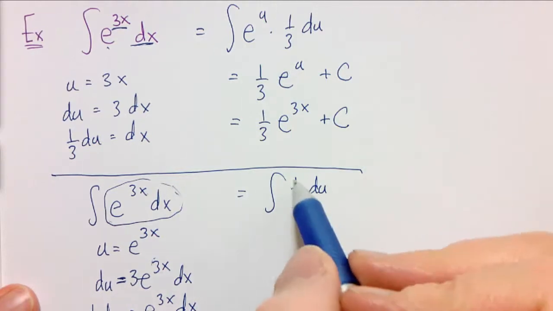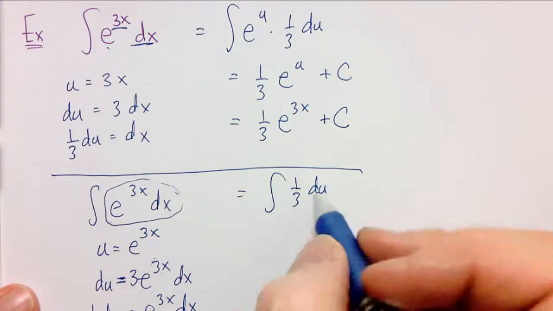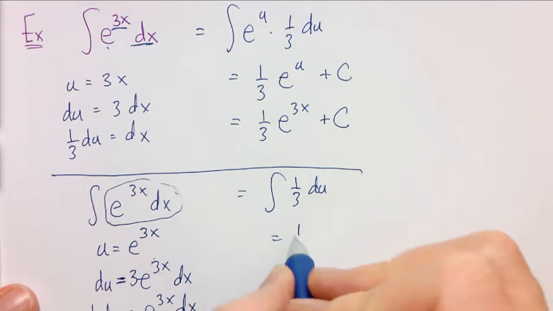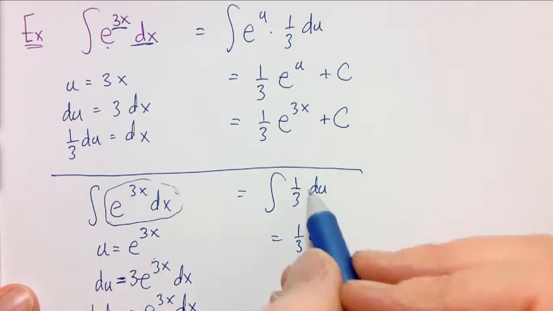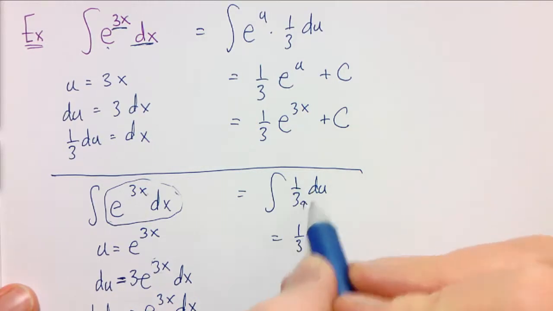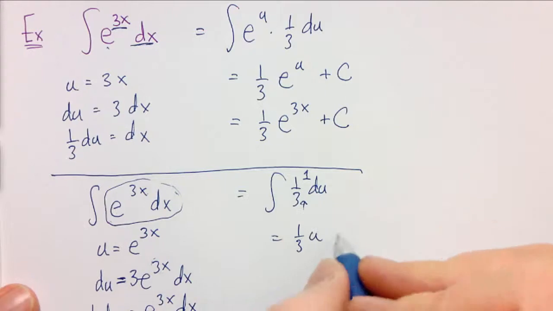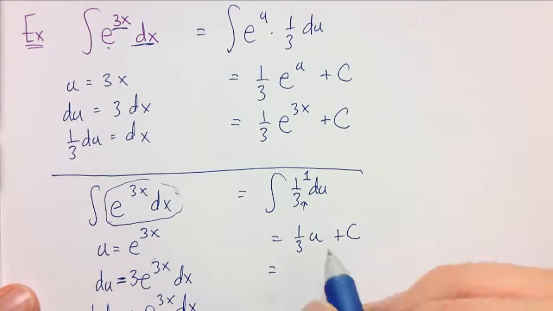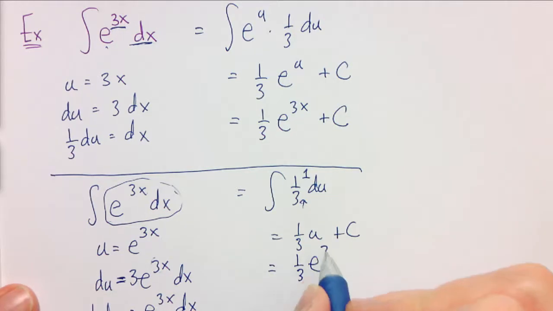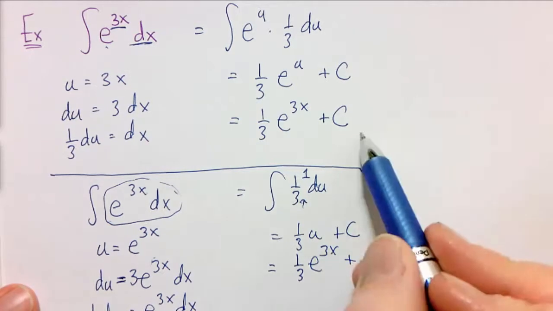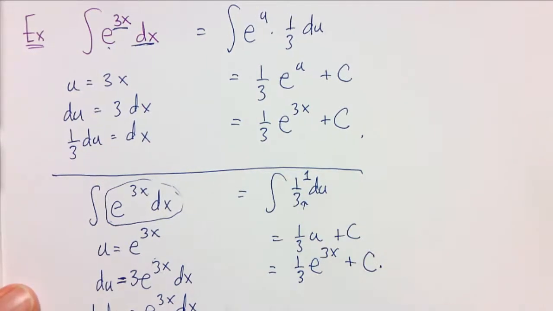All right, so this means I need to find the antiderivative of 1/3 with respect to the variable u. Well, that's just 1/3 u. The antiderivative of the number 1 is kind of hidden here, if you like, is u plus c. Right? And what is u? It's e to the 3x plus c. All right, so now we're back to the same answer that we got previously. So two kinds of substitutions can make that happen. There's frequently more than one way to do these things.